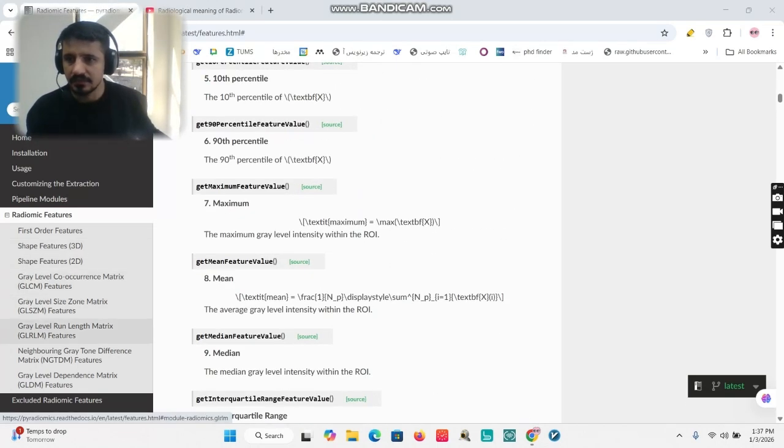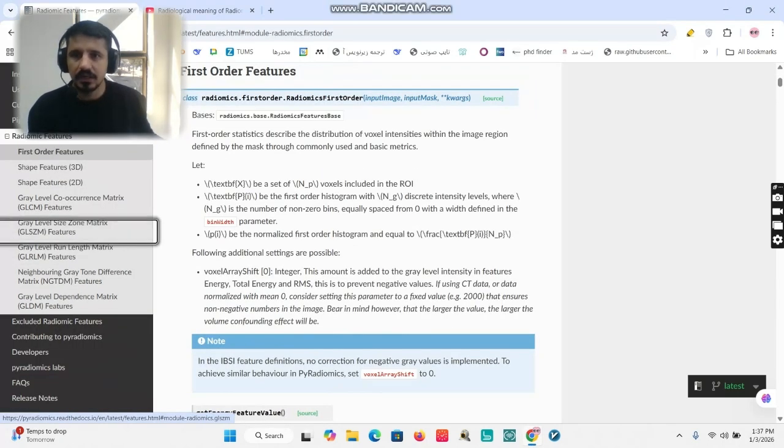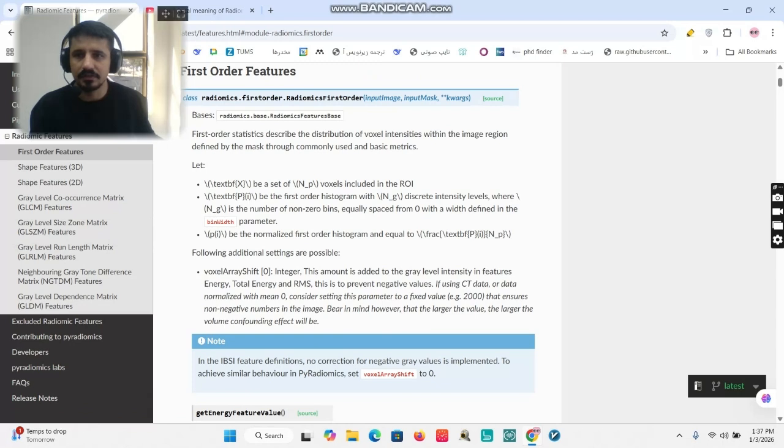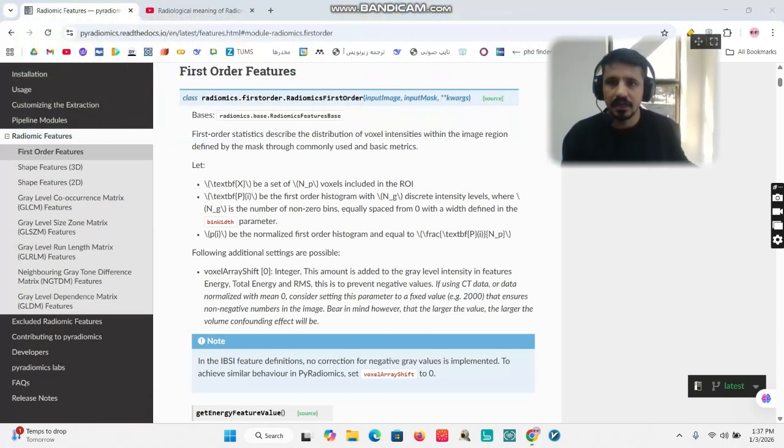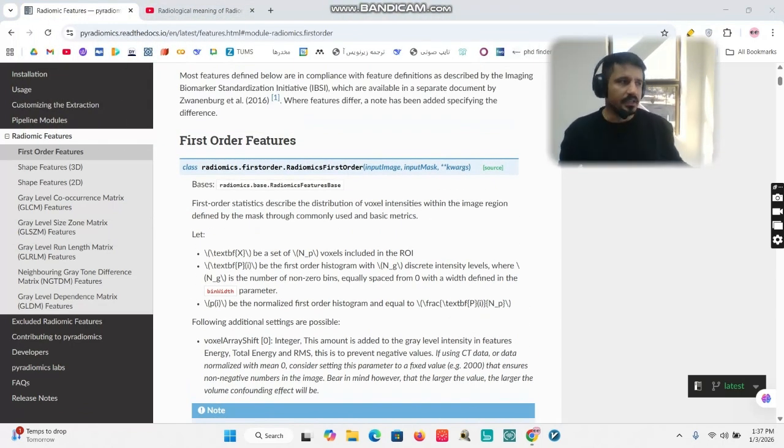As we talked before, we are going to continue our playlist about the radiological meaning of Radiomics. In the first part, we are going to talk about the first order Radiomics features. As we told, we have a matrix of the value of intensities, and now we are in the first order Radiomics features. We are focusing on this matrix.